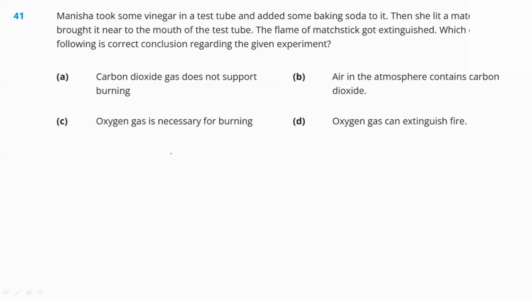Next question. Manisha took some vinegar in a test tube and added some baking soda to it. Then she lit a matchstick and brought it near to the mouth of the test tube. The flame of the matchstick got extinguished. Which of the following is the correct conclusion regarding the given experiment?